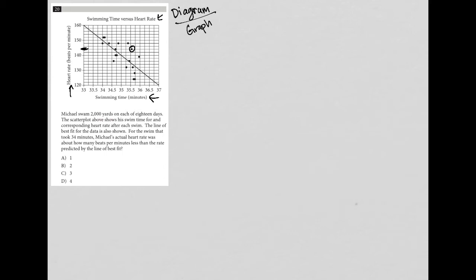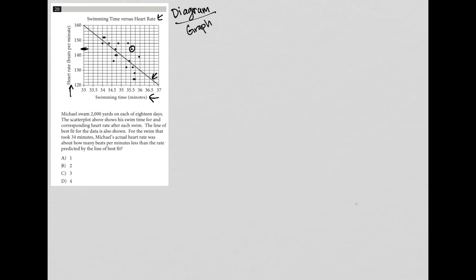So then I go on to read the question. Michael swam 2,000 yards on each of 18 days. The scatter plot above shows his swim time and corresponding heart rate after each swim. The line of best fit for the data is also shown. So I see that, right? So obviously there's lots of points far off of that line, but that's the line of best fit.